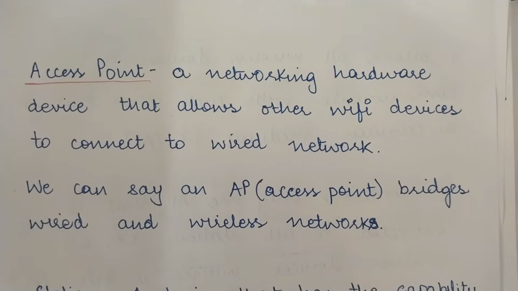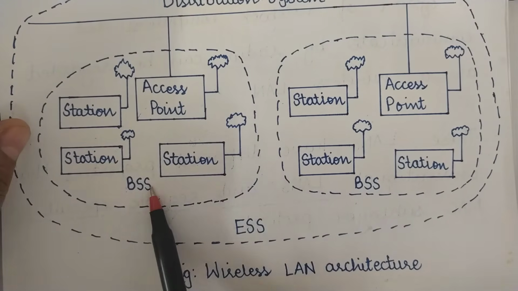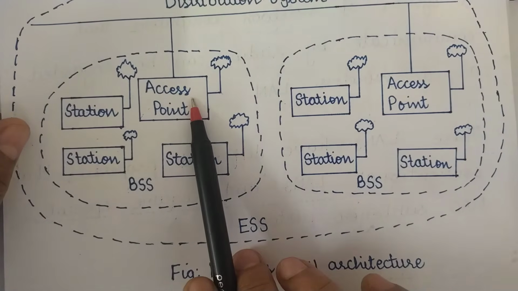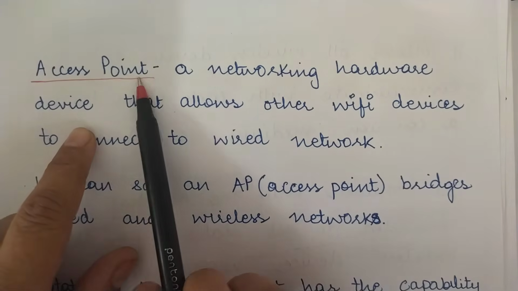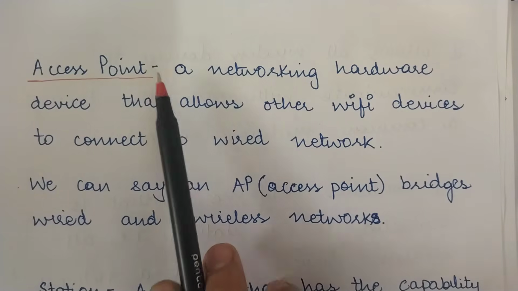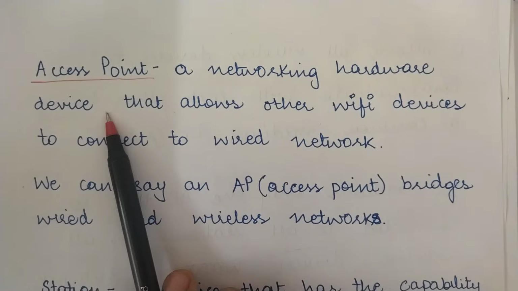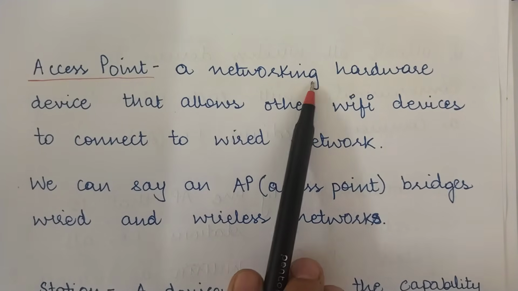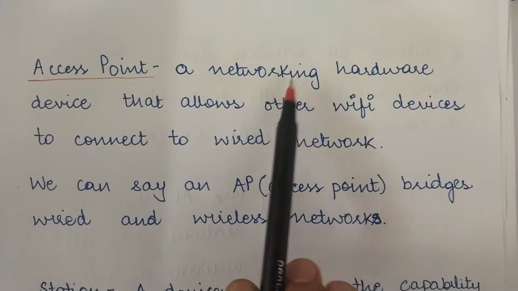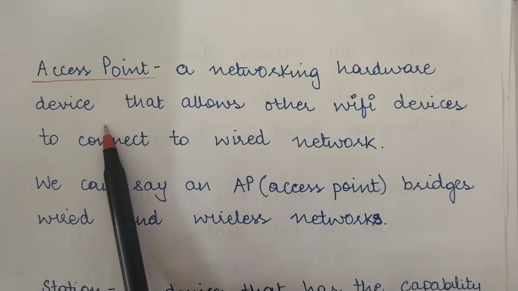Okay, so to begin with, what is an access point? Now let's look at this diagram. This is the access point. As I told you, every BSS has multiple stations and one access point. So what is an access point? It is a networking hardware device. So basically it is nothing but a hardware device. What does this networking hardware device do?